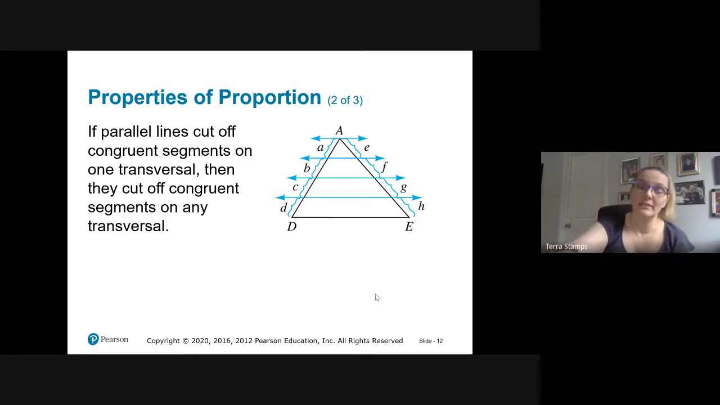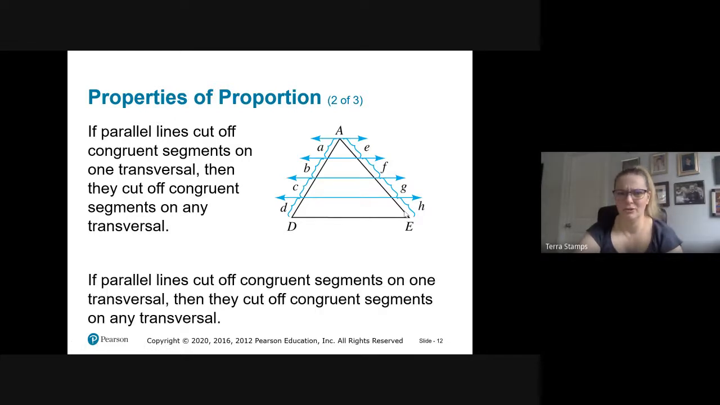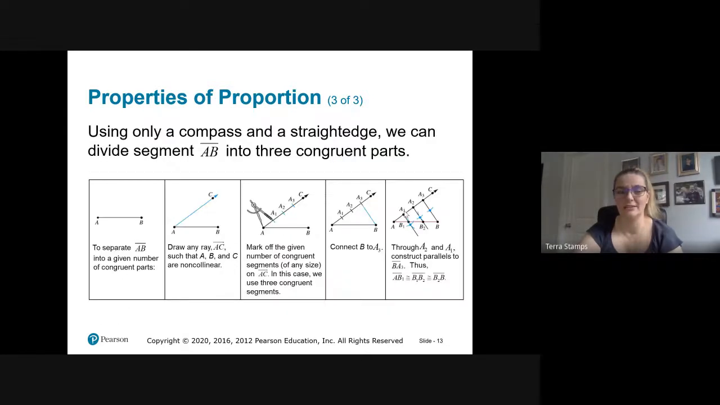So if the segments on this segment from A to D right here, I'm pointing as if you can see my finger, if those segments are congruent, then these parallel lines are going to separate these segments into congruent pieces. Okay, that's great. Wonderful, right? Where am I going with this?